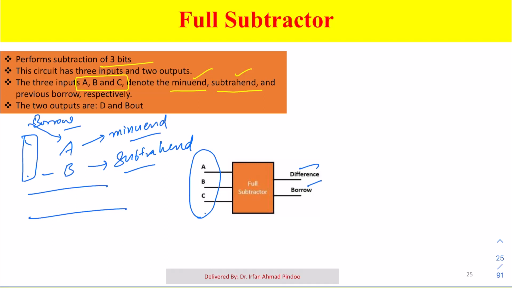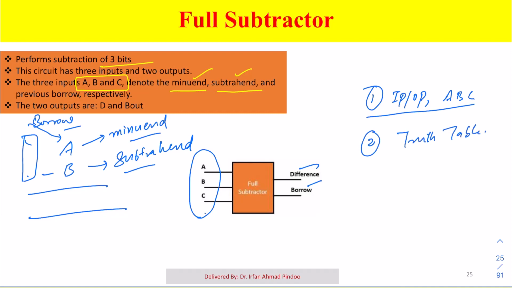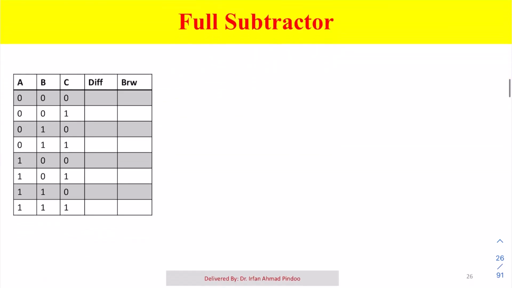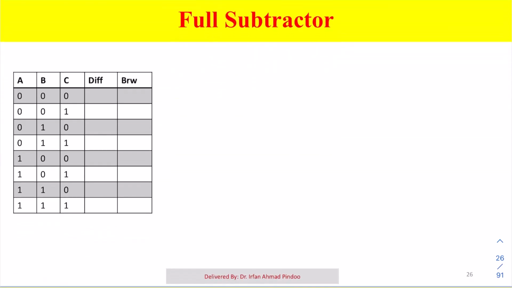Now as far as the design procedure is concerned, our first step is clear: we should know how many inputs and outputs the design problem has, and assign names to them. That step is done, so we will come to our next step, the truth table. Considering that we have three inputs and two outputs, how many combinations do we have in total? For n inputs, the possible combinations are 2 to the power n. Here we have 3 inputs, so we have 8 combinations, because that is 2 to the power 3.